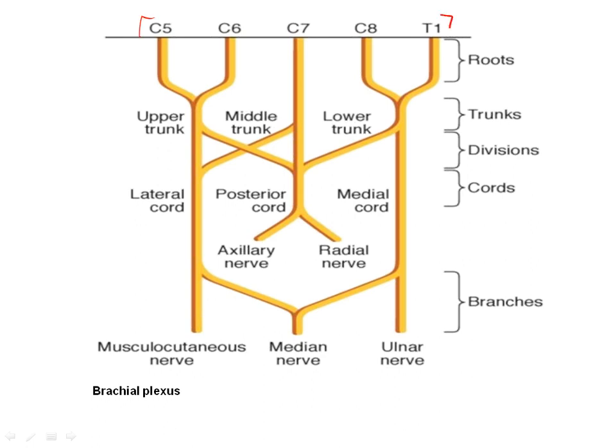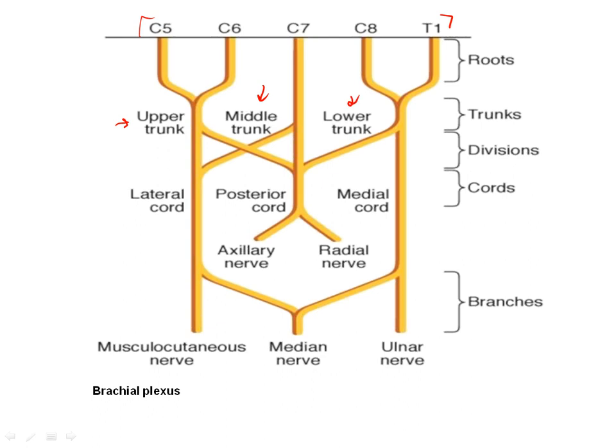C5 through T1. Keep in mind, however, that though there are cervical nerves 1 through 8, there are actually only 7 cervical vertebrae. C8 comes out below the C7 vertebra. All the other nerve roots come out above their vertebrae. Let's look at the trunks next. The upper, middle, and lower trunk.